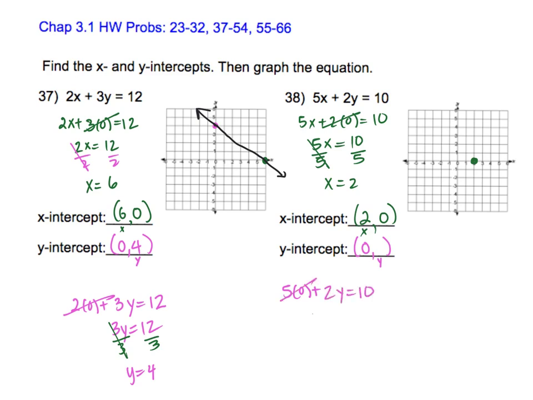And so that cancels. 2y drops down, 10 drops down, divide by 2, and that gives me y equals 5. And so my y-intercept is (0, 5), which is up here. Yeah, it's a little bit taller. And so now I have 2 points, which I can connect the dots and make my line. And that's it. So hopefully this is a nice refresher on how you can graph lines using x and y intercepts.